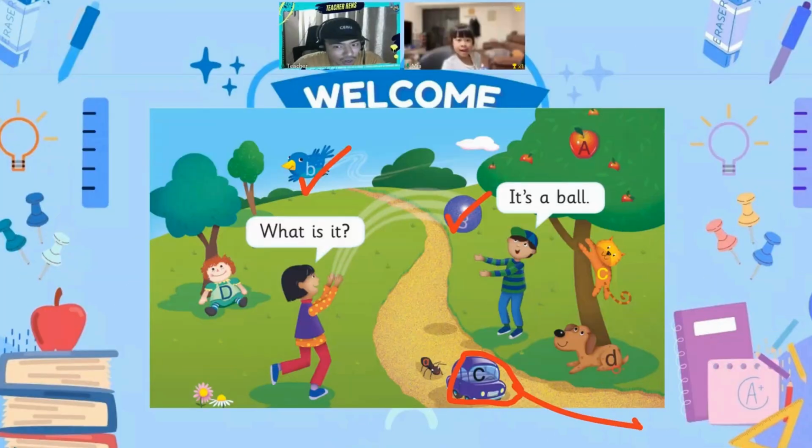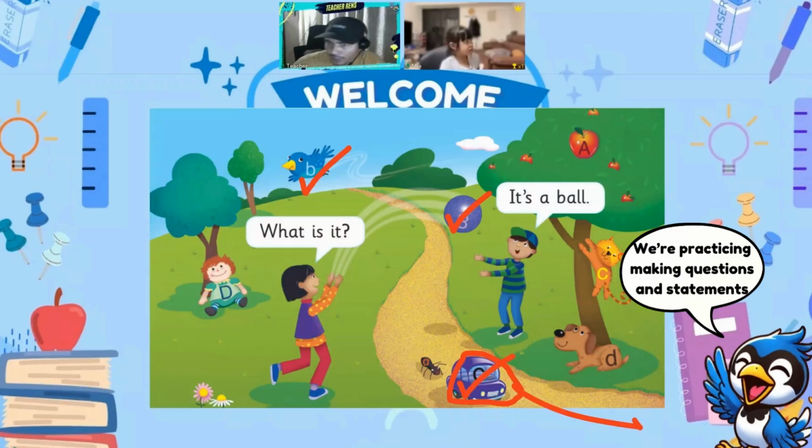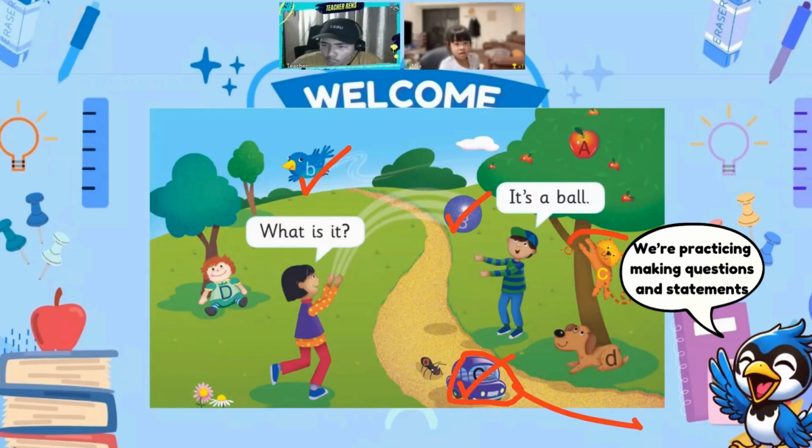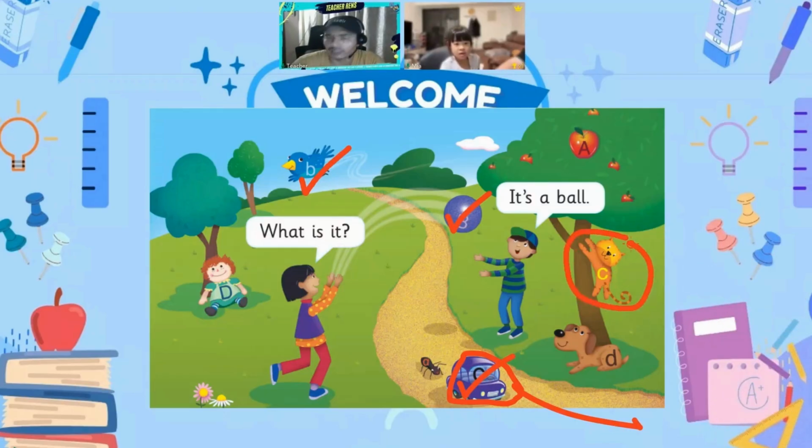It's a car. Okay, so we're done with the car. Okay, how about this one now, Mia? For you, okay? This time for you. What is it? What is it, Mia?